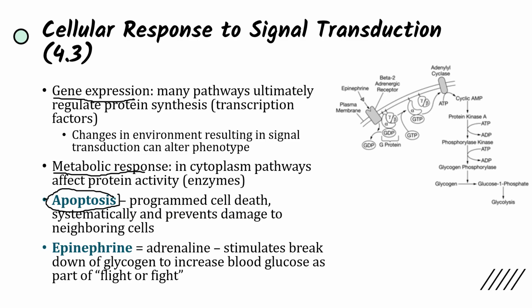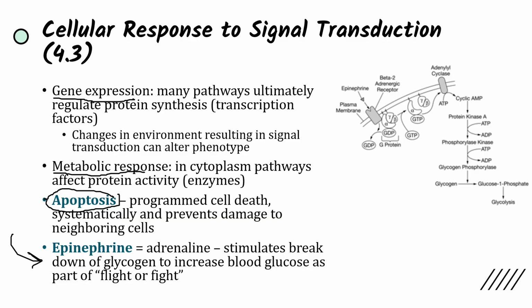Now, one of the common pathways is the epinephrine pathway, also known as the adrenaline pathway. When epinephrine, which is a hormone, is released, there's going to be a breakdown of glycogen to increase blood glucose as part of the fight or flight response.